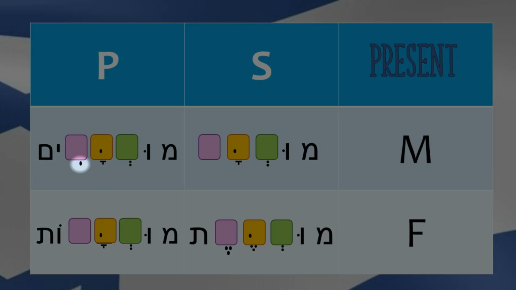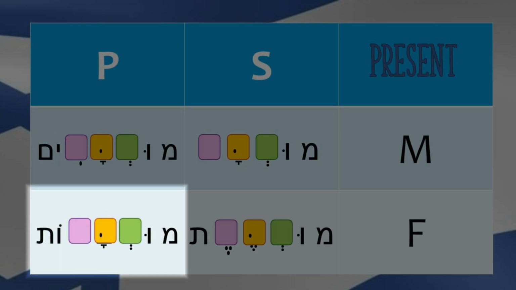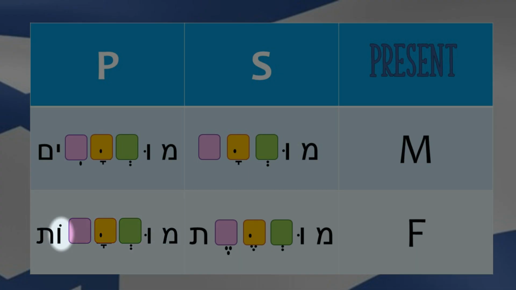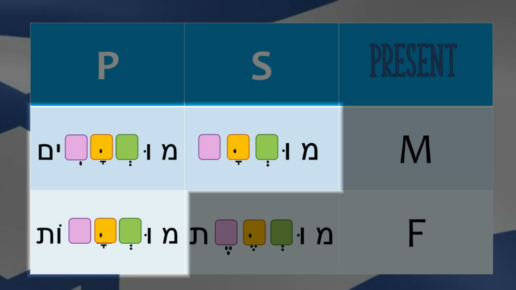So in the masculine plural, there's a chirik under the last shoresh letter, and then a yud and a mem sofit, and it sounds like im. The plural masculine ending sounds like im. And for the feminine plural ending, there's no vowel underneath it because there's a cholam maleh after the third shoresh letter, and then a taf, and it sounds like ot. And these three forms, the masculine singular and the two plural forms, have their stress on the final syllable.